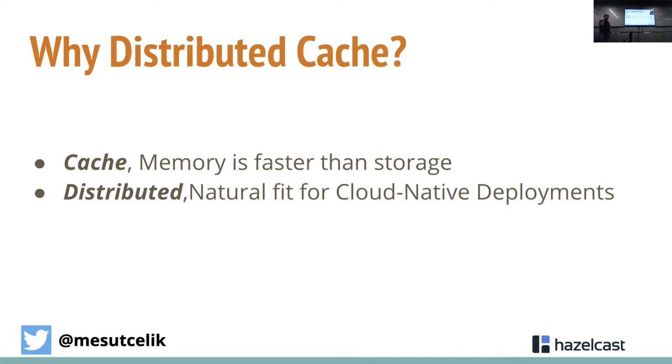Distributed is also important because, as you know, everyone is talking about moving from monolith to microservices, and not every application now is one giant application. So each component has to talk to the others on the network. So the solution that you choose as distributed caching has to be distributed, or network aware. In that sense, Hazelcast is a natural fit for cloud native deployments because from day one, it's distributed.